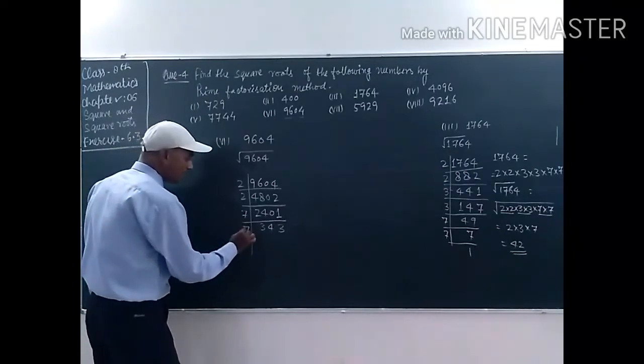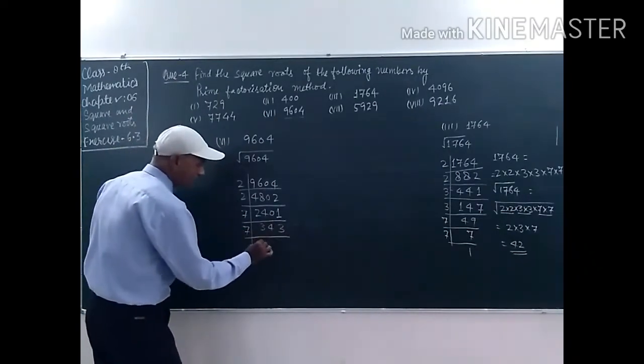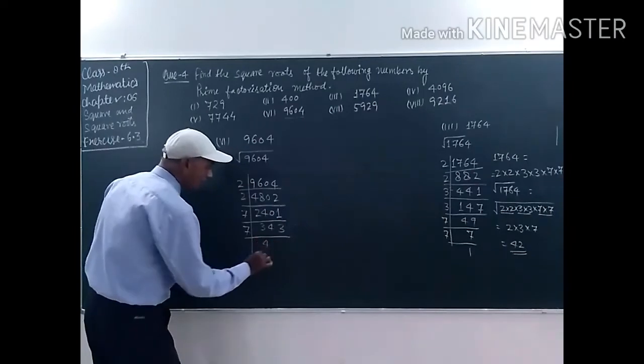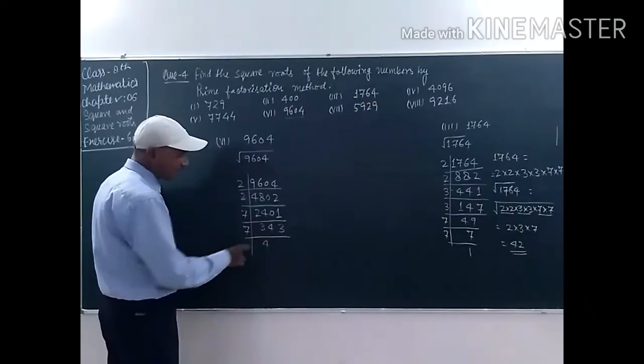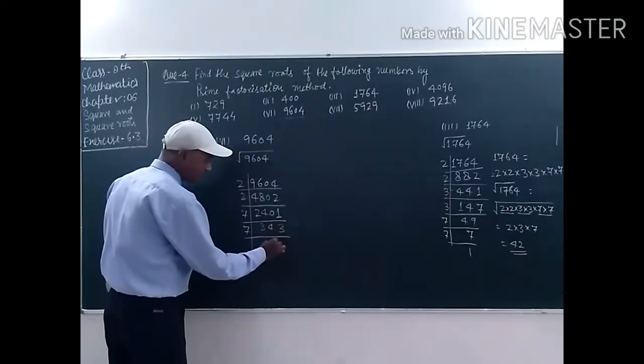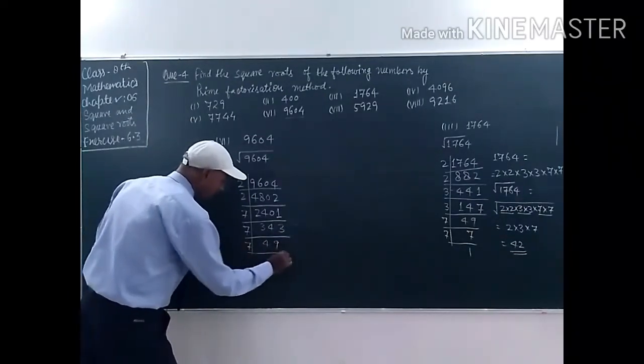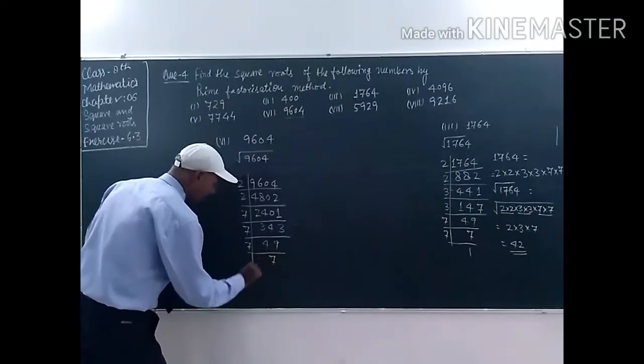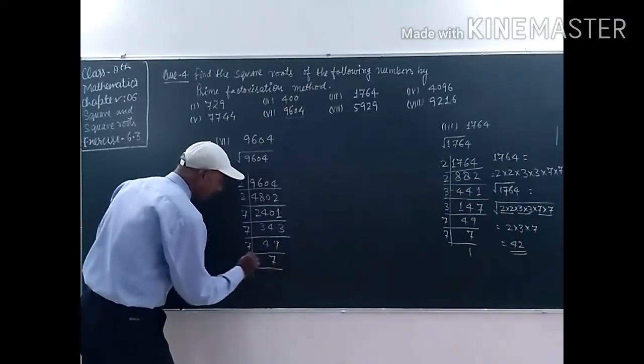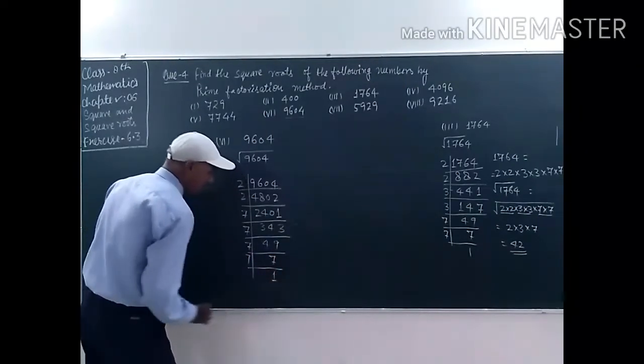Now again by 7, 4 and 28, and 6 63, 7 9s are 63. Now by 7, 7 7s are 49. Again using 7, 1 7 is 7.